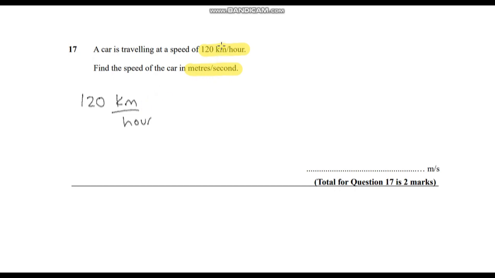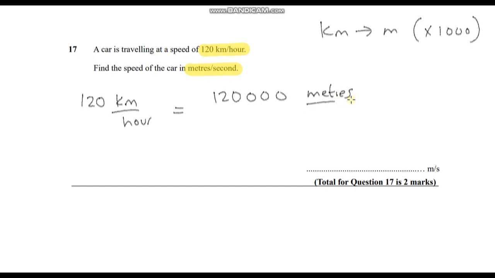So let's first of all convert the kilometers into meters. So how far is 120 kilometers? Well, to convert from kilometers to meters, we need to multiply by 1,000. There are 1,000 meters in a kilometer. So 120 times 1,000, we just need to add 3 zeros on the end. So it's going to be 120,000 meters per hour. So now we've got the speed in meters per hour.